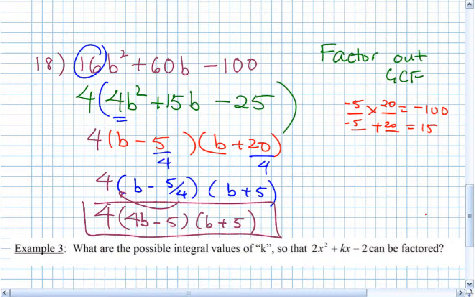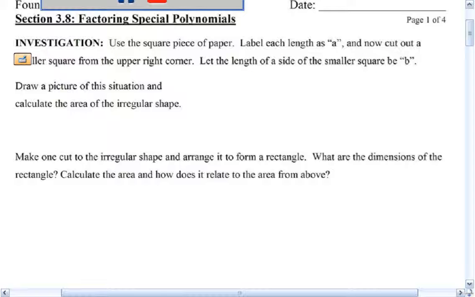Okay. Number 14. Thing called factoring special polynomials. There's actually 3 different special ones, and one of them actually comes from this square. So what I'd like us to do is, with this square piece of paper, please label each length as A. Let's call this side length A and this one A as well. Okay, so please do that. Actually on your sticky, write down letter A and A.